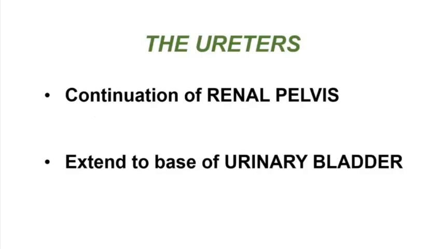In our conclusion for Chapter 25, we will discuss the transport, storage, and elimination of urine. So here our focus will be on structures that are external to the kidney. So let's focus on the ureters for a second, because the ureters are situated between the kidney and the urinary bladder. These are slender tubes that are conveying urine from the kidney to the urinary bladder. They are a continuation of the renal pelvis, and they extend to the base of the urinary bladder.